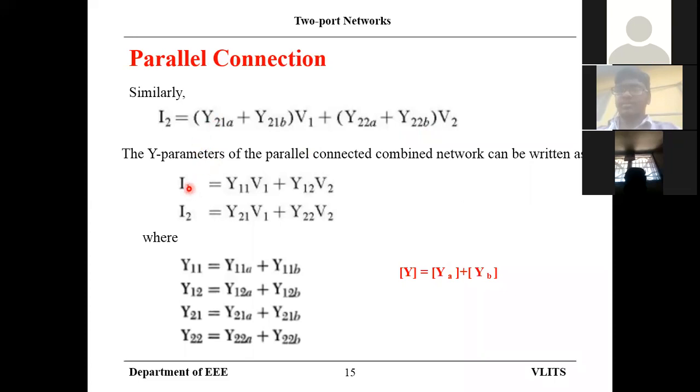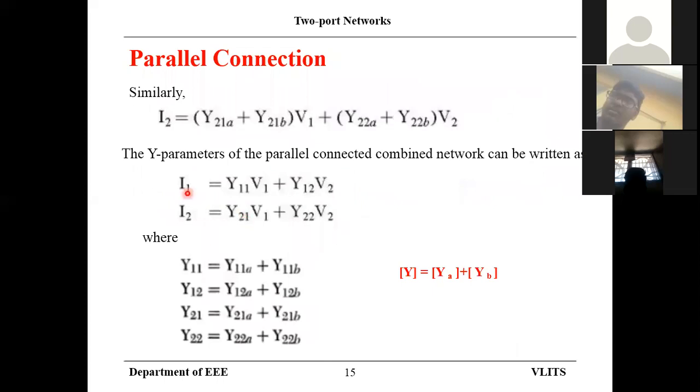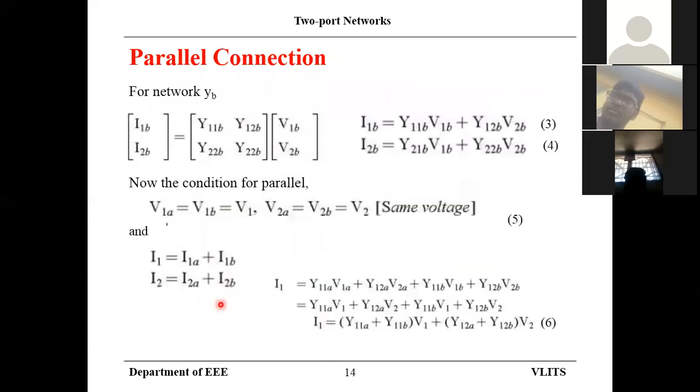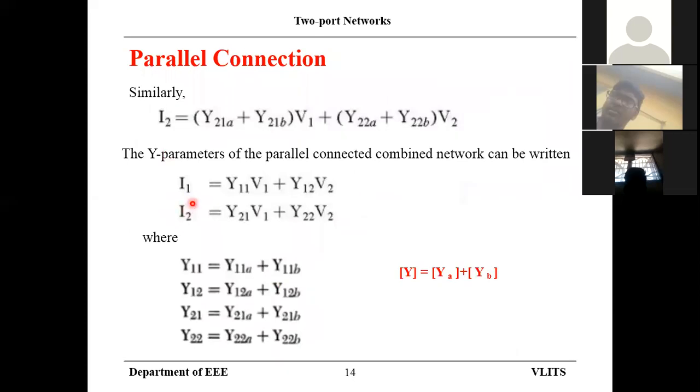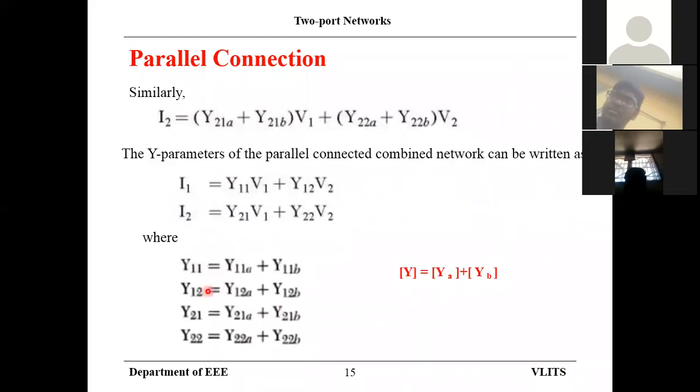Again, if you write the y parameter equations of the equivalent two-port network, the parallel equivalent two-port network, then those equations are I1, I2: I1 is equal to y11 v1 plus y12 into v2, and I2 is equal to y21 v1 plus y22 into v2. If you compare these equations with the previous equations for I1 and I2, in the place of y11 you have y11a plus y11b, and in the place of y12, y12a plus y12b. Similarly for y21 and y22.